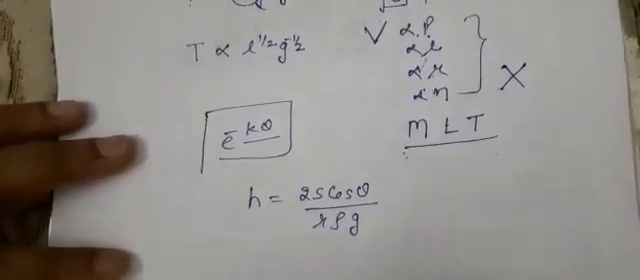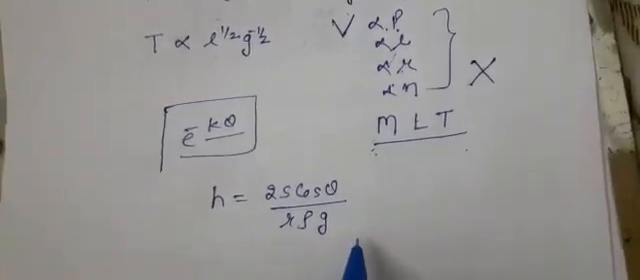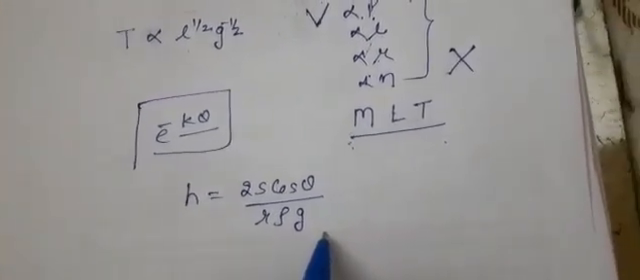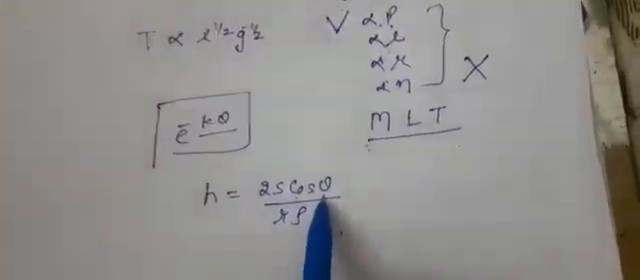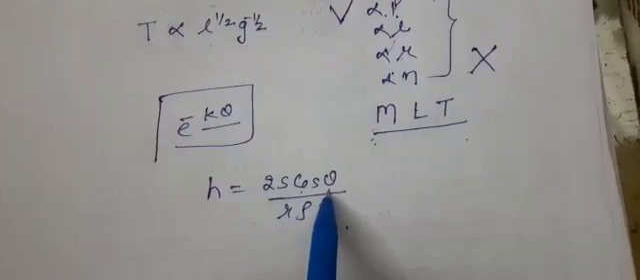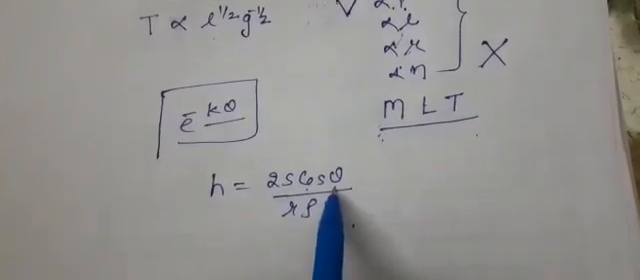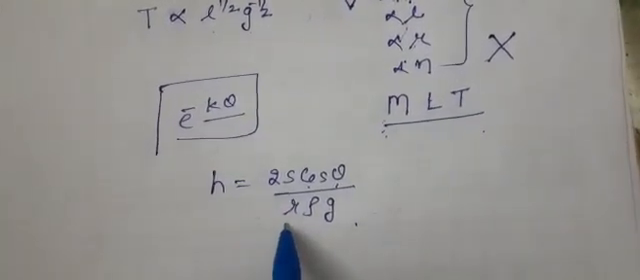Trigonometric functions: suppose we have the relation h equal to 2S cos theta upon r rho g. If you have to check the correctness of the relation dimensionally, we can easily do it. Why? Because theta is an angle, it is dimensionless. But when we have to derive it, we cannot derive it.